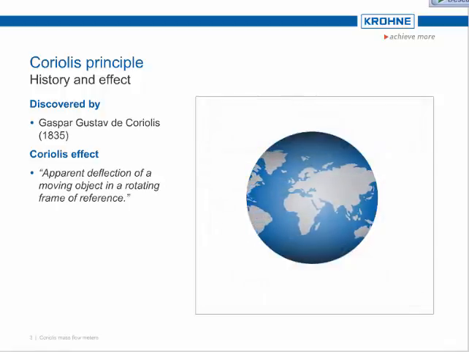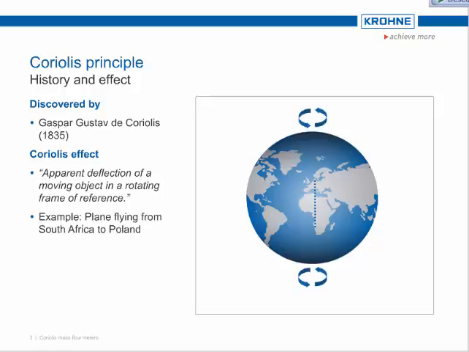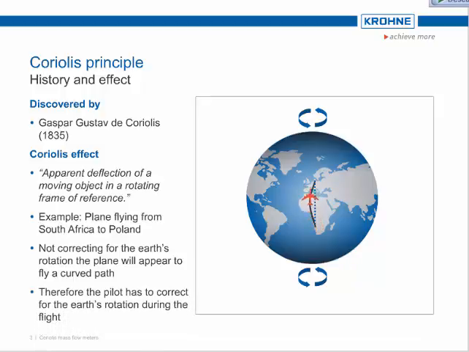The principle is explained more practically by a plane flying internationally. Let's consider a plane flies from South Africa to Poland. While the plane is in the air, the Earth rotates below. If the pilot did not correct for the rotation of the Earth and flew directly in a straight line north, and you were able to watch this flight from the North Pole, the plane would look like it's moving in a curved path. Therefore, the pilot has to correct for the Earth's rotation during the flight to reach the destination successfully.